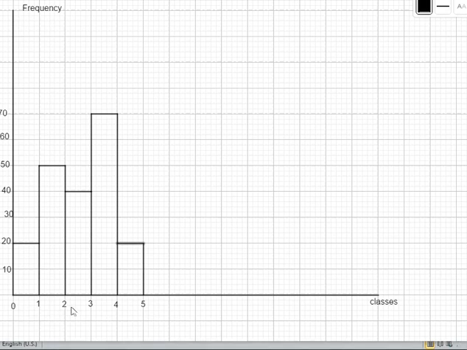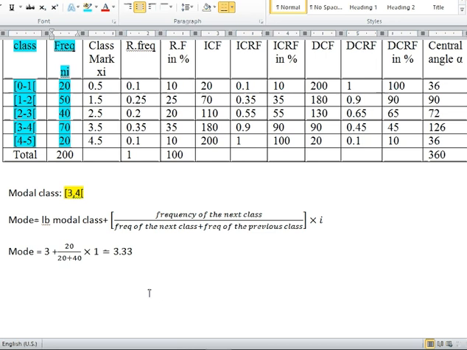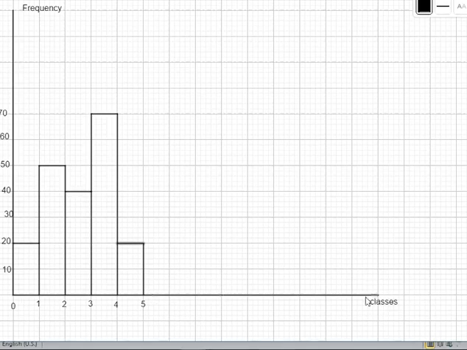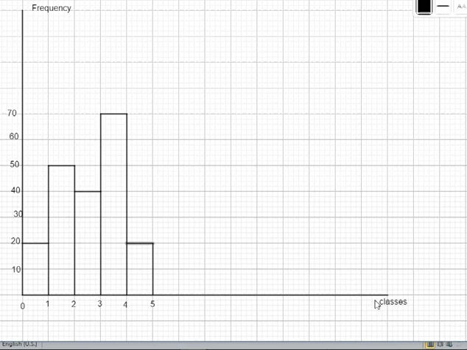Okay, 0, 1, 2, 3, 4, 5. Why did I stop at 5? Because as you can see here, the intervals start from 0 and end at 5. So the classes here are from 0 till 5, and you always put the classes down on the x-axis. So here are my classes, okay, and up you put the frequencies.